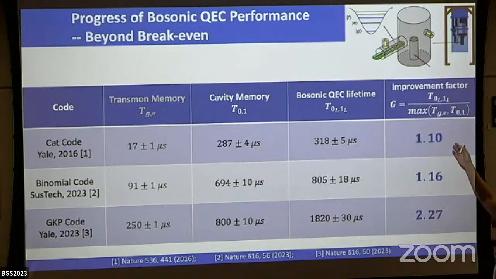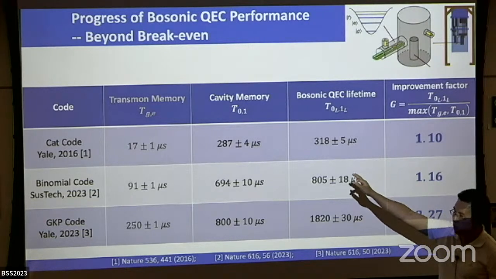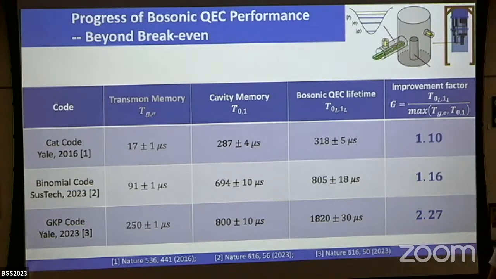And you see that this is the improvement factor, taking the ratio between the error corrected lifetime versus the best lifetime without error correction. You see it go from maybe a 10% improvement to this 130% improvement for the GKP code. Okay, so here are the references, and there are different details about how you implement different error correction. But here I want to convey the message that yes, it's actually real that people are doing error correcting codes and seeing the improvements with the bosonic codes.